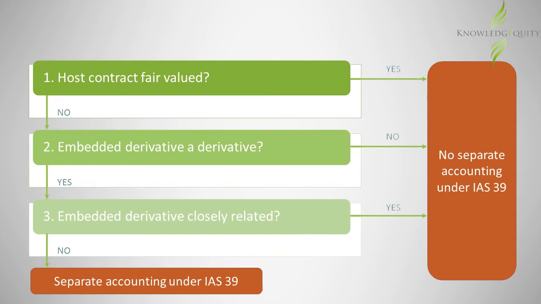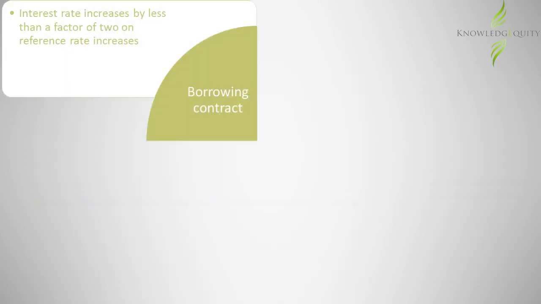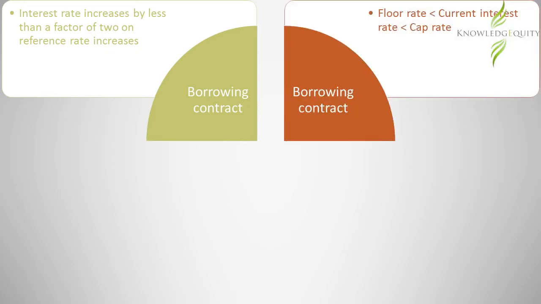The standards refer to characteristics of embedded derivatives that exempt them from being separated. Firstly, for a borrowing contract, where the contract interest rate increases by less than a factor of 2 each time the reference interest rate increases. Secondly, for a borrowing contract, where the current interest rate sits above a floor rate and/or below a cap rate.